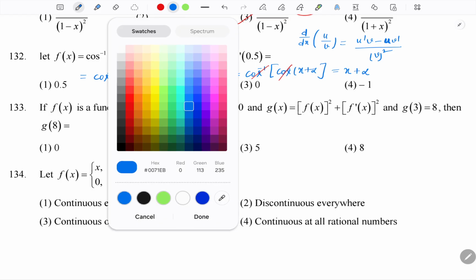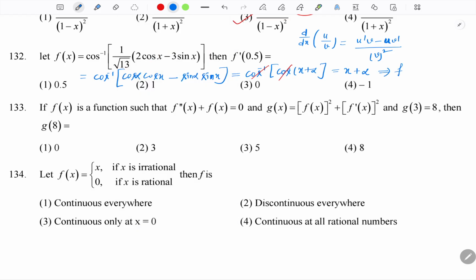Now what is f of x here? Finally, f of x equal to x plus alpha. What is the derivative here now? f dash of x equal to 1. Observe now, it's clearly independent of x, right? Whatever the value of this one, you will get only 1, either 0.5 or whatever. Now my answer is 1, which is option 2. Therefore f dash of 0.5, it is clearly independent of x, so this one also you will get 1. So option 2 is the correct answer.